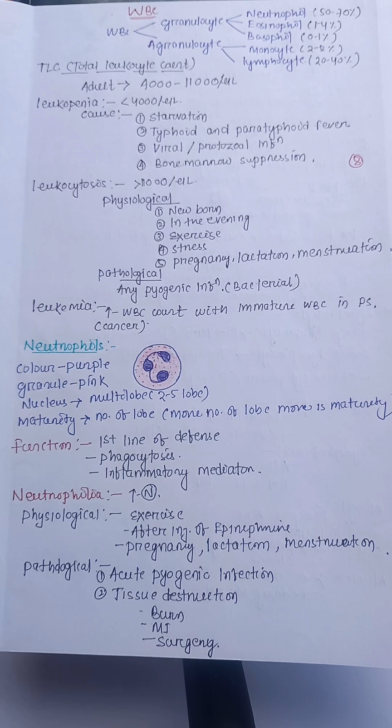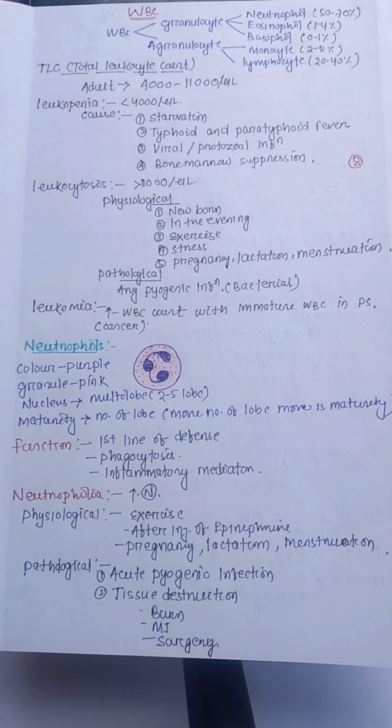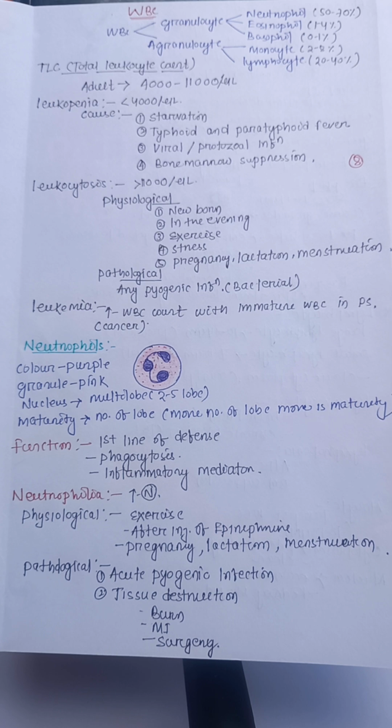Causes are starvation; most important is typhoid and paratyphoid fever. You should know this. Also viral and protozoal infection, and bone marrow suppression. You can write bone marrow suppression for every decrease in cell counts. Like if there is a decrease in RBCs, a decrease in platelets, or a decrease in WBCs, you can say bone marrow suppression is one of the reasons. You can say it like this.